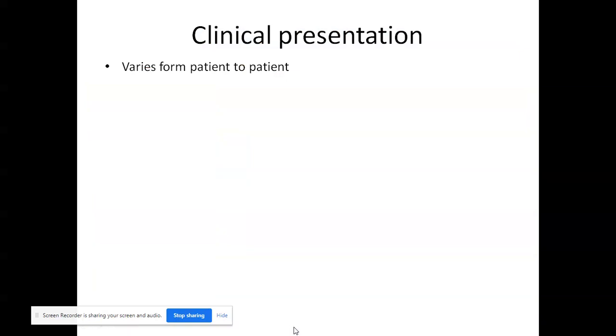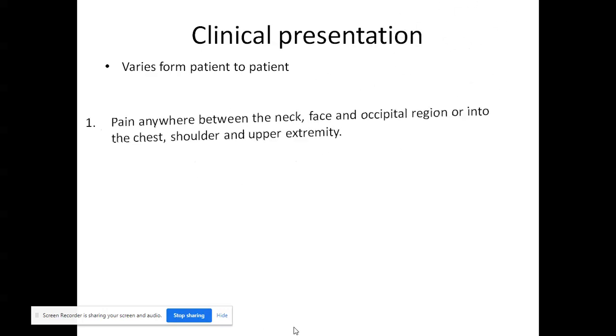When we talk about clinical presentation, how a patient presents to the clinician or to a physiotherapist in a clinic, it usually varies from patient to patient depending on the compression of the structure. If compression of the artery is seen, then the symptoms are different. If compression of the vein is seen, then the symptoms are different. If compression of nerves is seen, then the symptoms are definitely different. Hence, the clinical presentation varies from patient to patient.